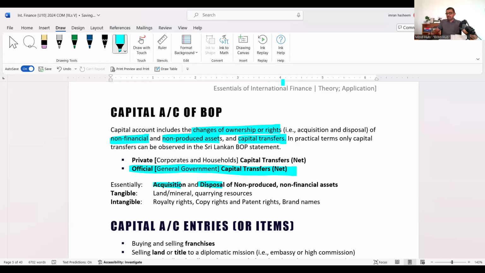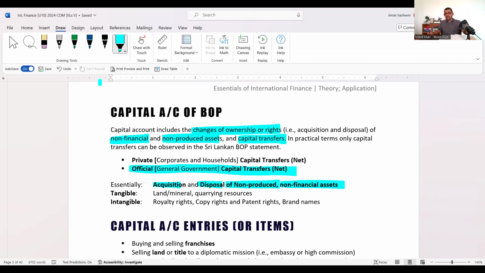Acquisitions, disposal of, many times we have said this, non-produced, non-financial assets. They could be in tangible and intangible form. Tangible but non-produced. Land, mineral, quarrying resources. This is basically the mining rights, the right to use those resources, the licenses, the permits, things like that. That is what we are talking about, right? Under tangible items. Are you guys with me?